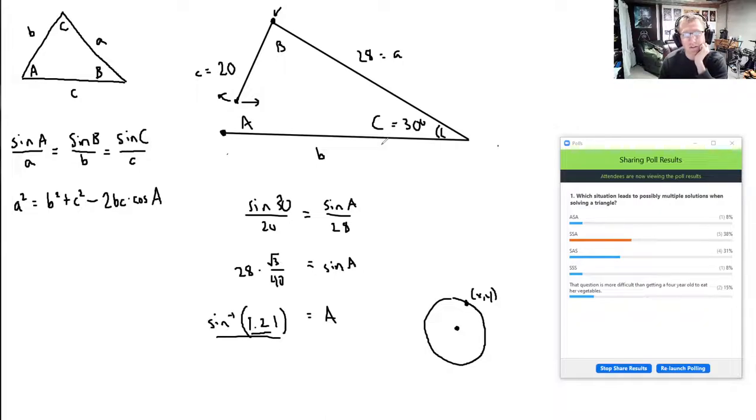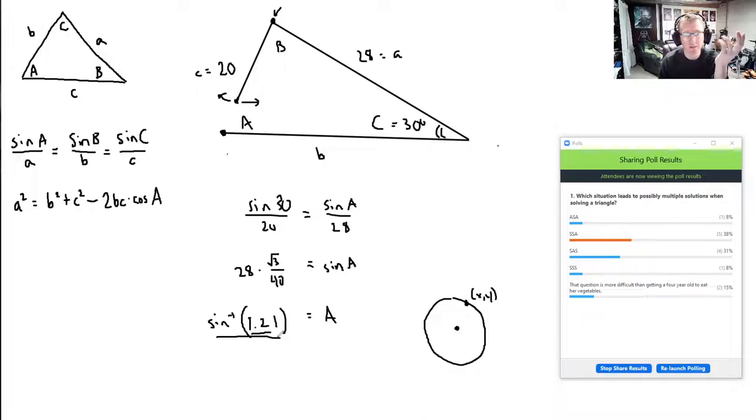So side-side-angle is kind of this really bad case where you could have possibly no triangle that satisfies this entire thing. You could also have just one triangle that satisfies it. And you could also have two triangles that satisfy it. And when you run into situations like this, we're in the situation where there's no triangle.